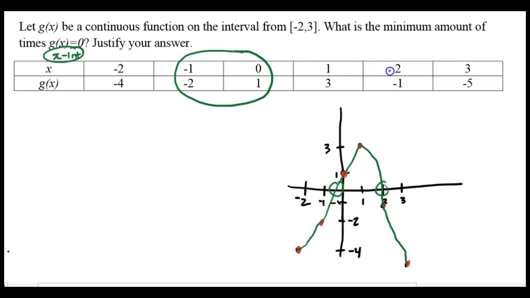Between the x values 1 and 2, g of x goes from a positive to a negative, which is right here. So that x-intercept has to be to the left of 2. This is another place where I have to cross the x-axis. So that's the minimum number of times this has to occur: twice.